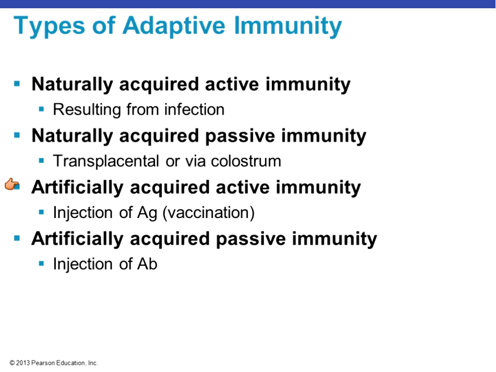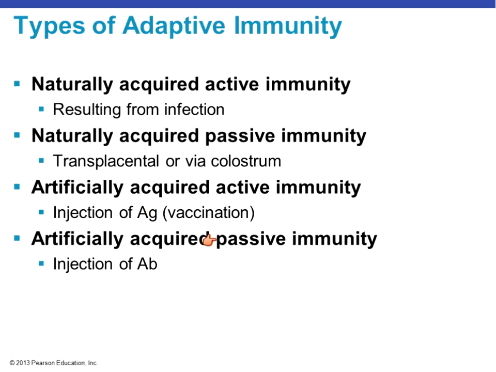Artificially acquired active immunity means that, since it's active immunity, you're still going to make your own antibodies, but instead of just getting sick at a pox party or just getting sick somewhere, you were given a vaccination. So you were injected with the antigenic fragments or portions of the antigenic fragments, and that's what elicits an immune response, or how you actively made your own antibodies.